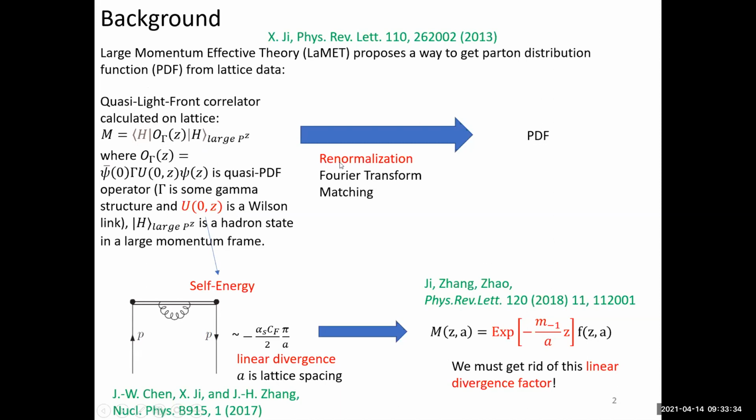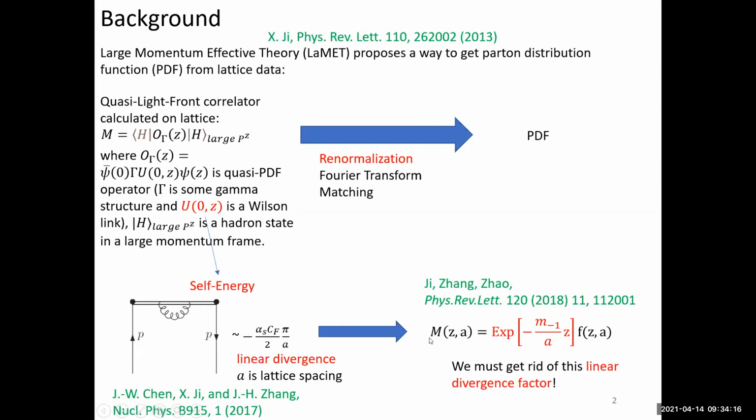Here, renormalization is very important. Because we have a Wilson link in the quasi-PDF operator, and the Wilson link has the self-energy, and the self-energy will give you the linear divergence. Actually, you can calculate this factor explicitly using the Feynman integral, but here we can also understand this in a more intuitive way. Since the Wilson link can be mimicked by the heavy quark field, and this is very much like the non-relativistic limit, just like the Coulomb potential. If you integrate over the Coulomb potential, you can get the linear divergence.